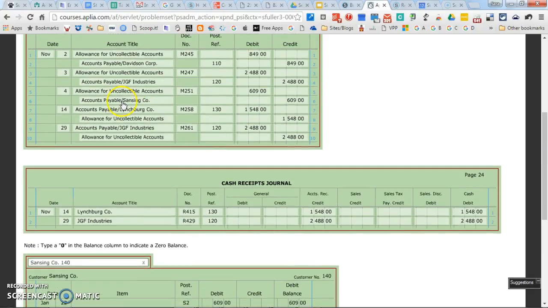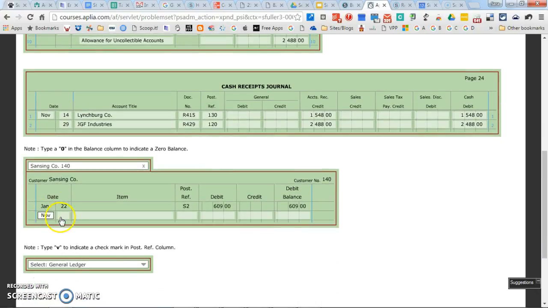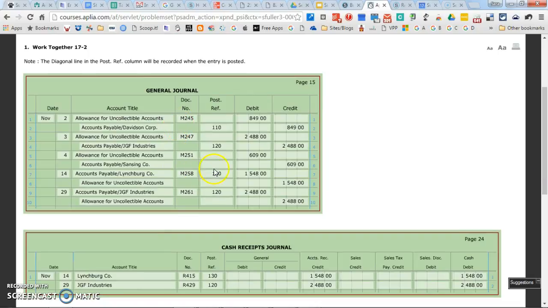So Sansing is right here on the 4th. And our item is going to be written off. Post reference is G15. It's a credit of $609. 609, and our new balance is 0. And come back up for our post reference 140. Okay, then our final thing that we need to do, post our journal entries to the general ledger.